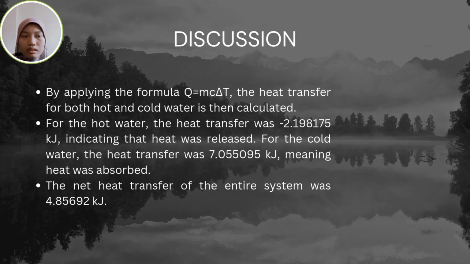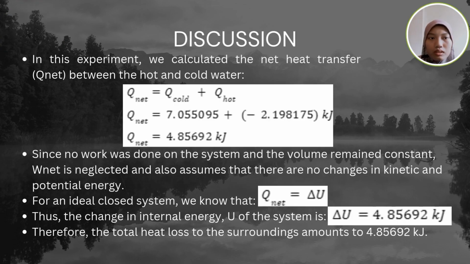So, by applying the formula Q = mcΔT, the heat transfer for both hot and cold water is calculated. For the hot water, the heat transfer was negative 2.198173 kilojoule, indicating that the heat was released. For the cold water, the heat transfer was 7.055095 kilojoule, meaning that heat was absorbed. So the net heat transfer of the entire system was 4.85692 kilojoule. In this experiment, we calculated the net heat transfer Q net between the hot and cold water.